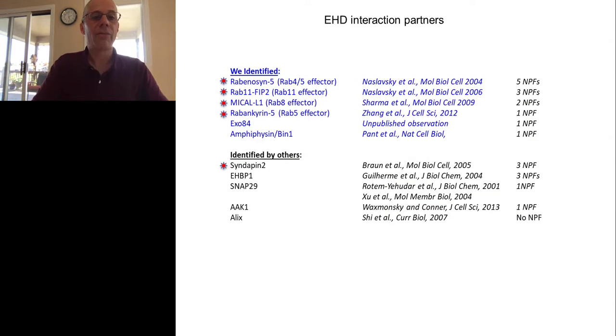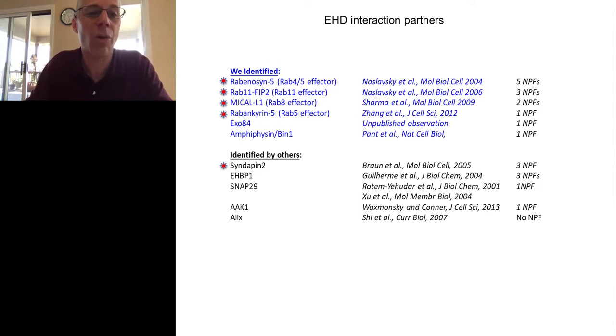So in fitting with all of those, we have been, over the years, interested in identifying interaction partners to further understand the function of EHD1 and its partners in regulating endocytic recycling and figuring out how it controls endocytic recycling. And this is a partial list of some of the proteins that we and others have found that interact with EHD1 and its partners.